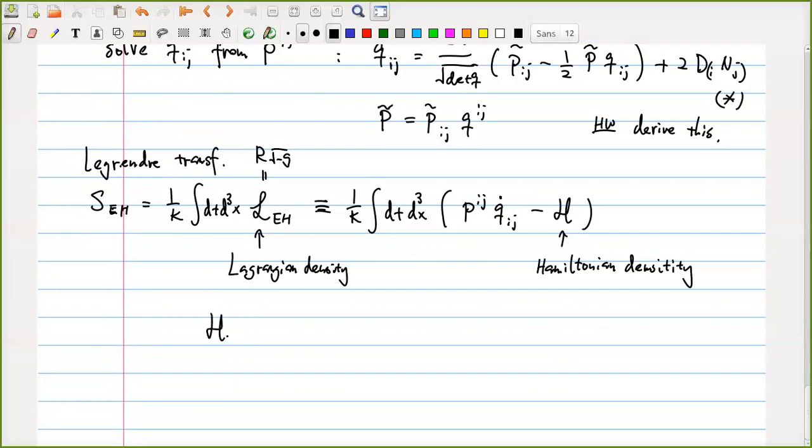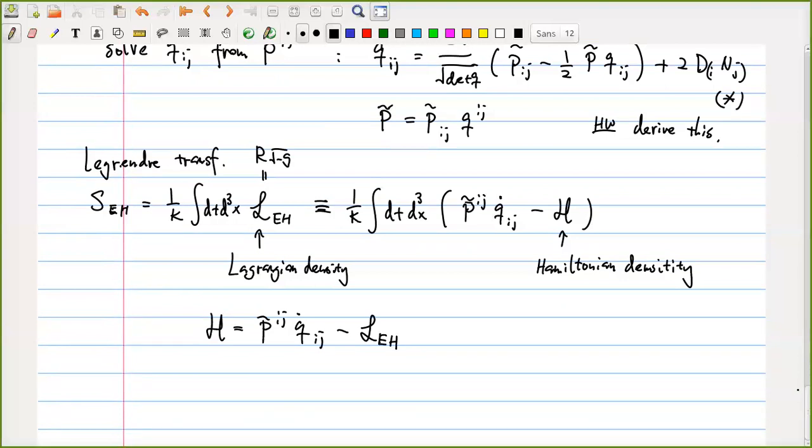For the first attempt over the action, yes. And okay, so from this formula, H equals just P^ij Q dot_ij minus the Lagrangian.